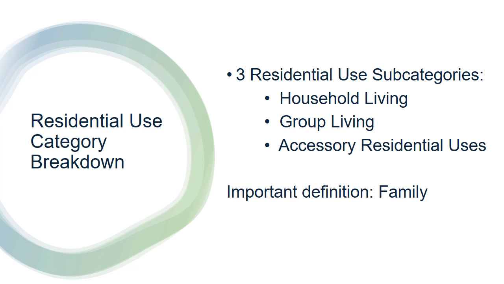One important definition in the residential use category is family, which is defined as one or more natural persons all related by blood, adoption, guardianship, marriage, or other duly authorized custodial relationship occupying a dwelling unit or lodging unit, or no more than 5 unrelated natural persons. It's also important to note that each of the land uses discussed in this presentation are defined in Article 10 of the Land Use Ordinance.